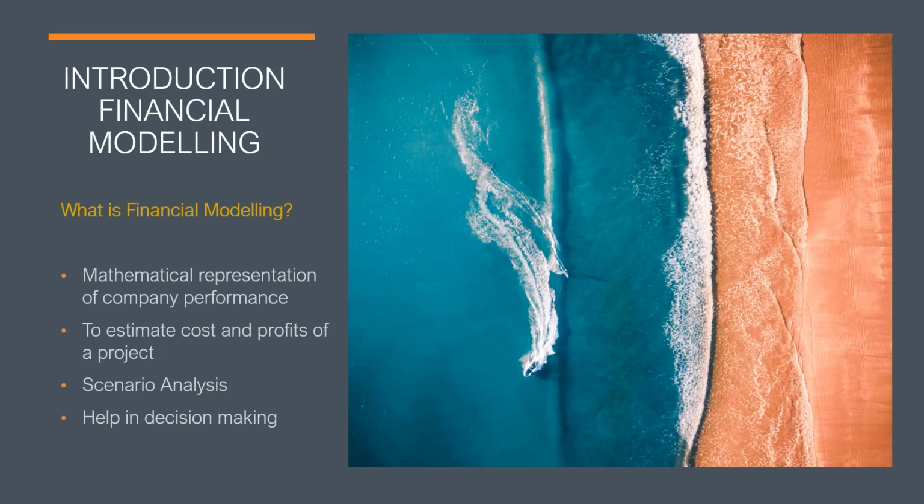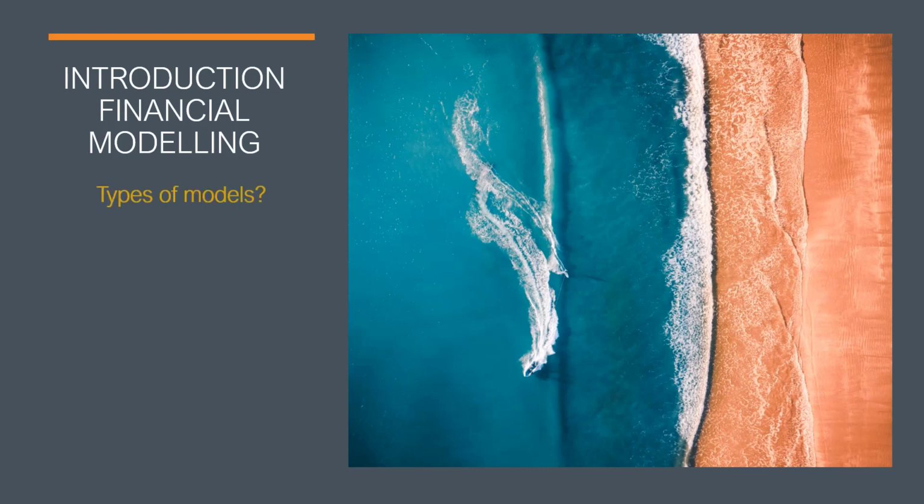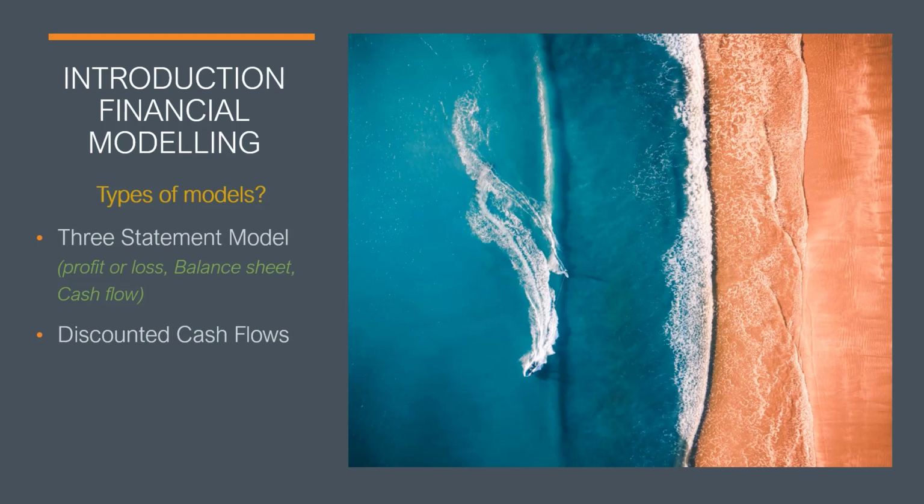For example, whether we should invest in a company or a project or not, or whether we should declare dividends or plan to obtain loans from banks in the future. While there are many types of financial models, ranging from LBO to mergers and acquisitions and so on, for this video course we will be focusing on just the two basic ones: the three-statement financial model, that is the profit and loss, the balance sheet, and the cash flow, and the discounted cash flows, where we will use IRR and NPV to calculate the returns on the project and decide whether we should invest or not.